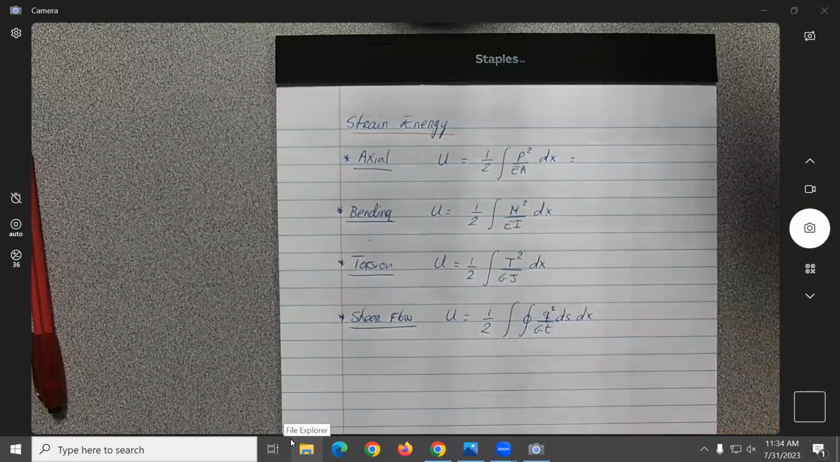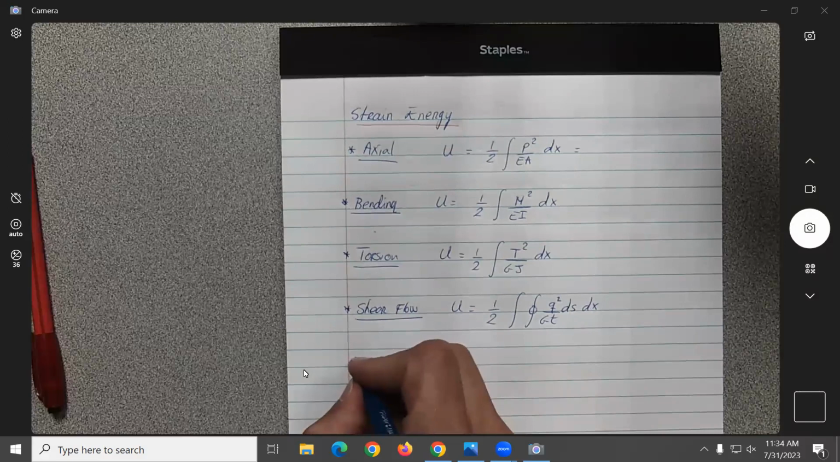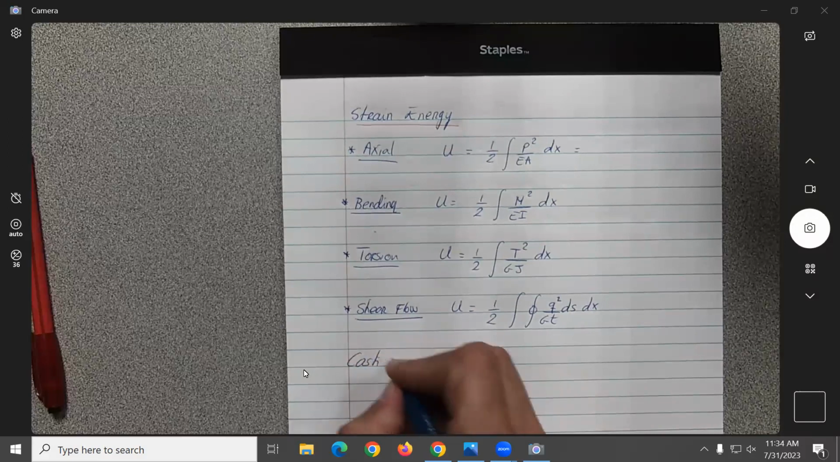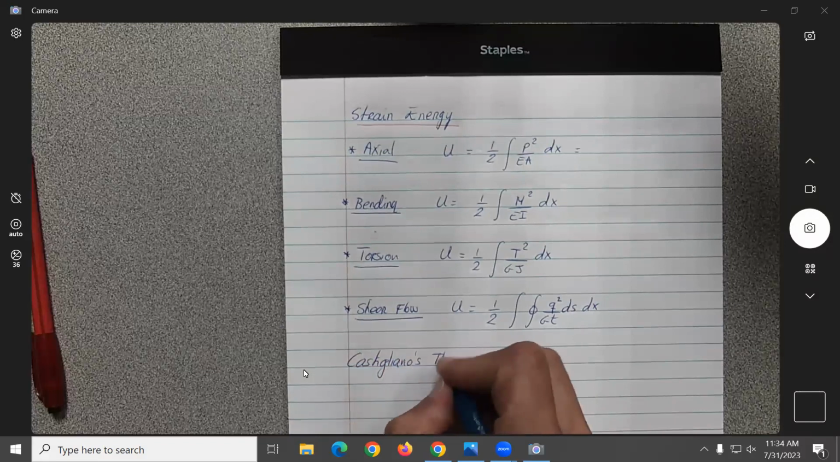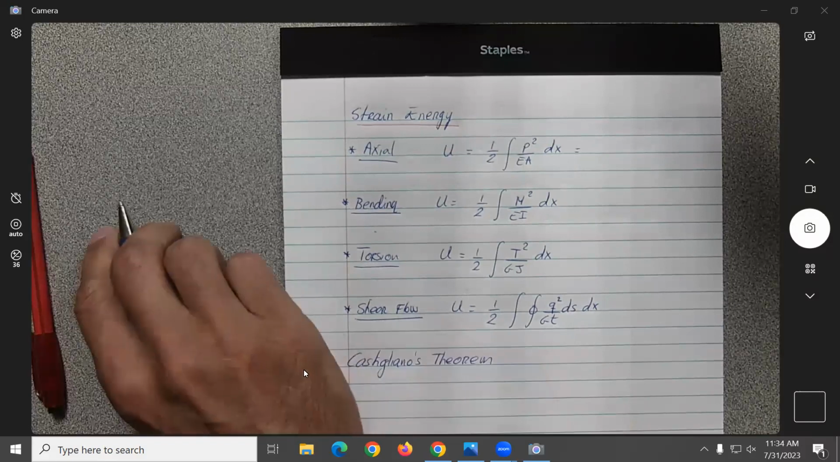Yeah. Okay. All right. So basically, how can we use all that stuff? In order to be able to use all that stuff, there is something that is known as Castigliano's theorem.